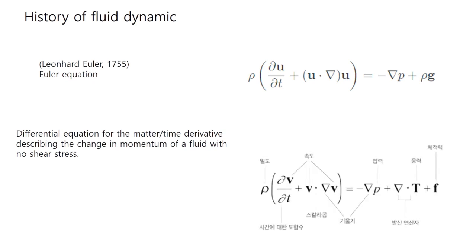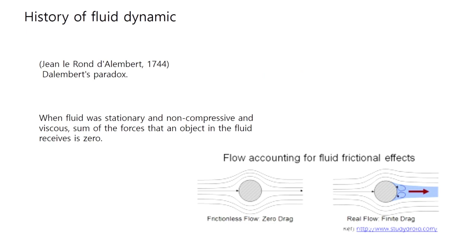In 1738, Daniel Bernoulli also presented Bernoulli's equation, which was applicable to the flow of ideal fluids. Meanwhile, the contemporary Jean le Rond d'Alembert assumed that the fluid was stationary, non-compressive and non-viscous, and developed a formula for the situation in which an object moves at a constant speed inside the fluid.